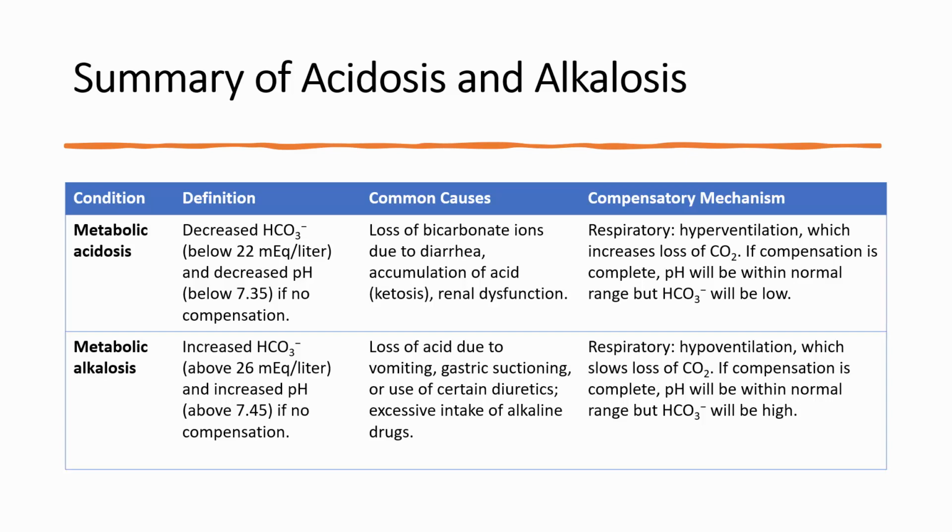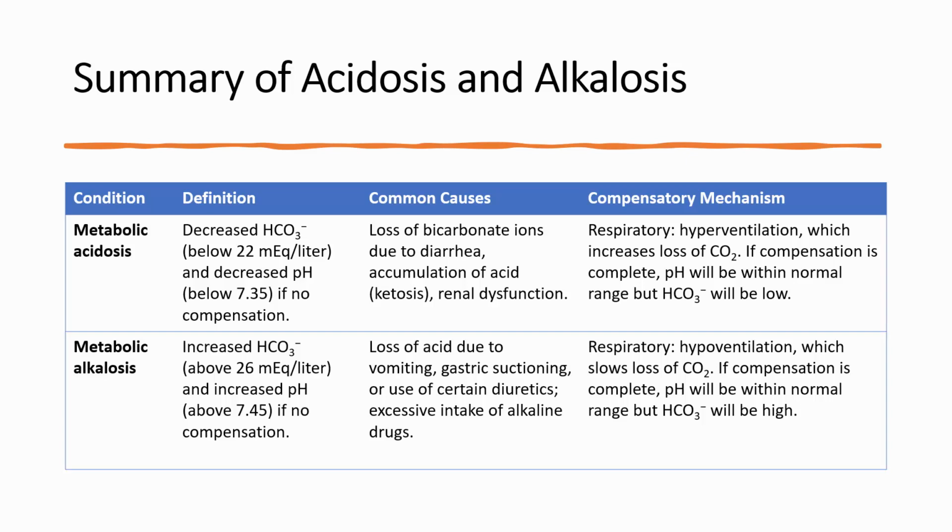Compensatory mechanisms, respiratory: we have hyperventilation, which increases the loss of CO2. If compensation is complete, pH will be within the normal range, but the bicarbonate will be low. Okay, so the bicarbonate's low, and what the body does is you will start to hyperventilate, trying to get rid of excess carbon dioxide to again buffer that loss of the HCO3.